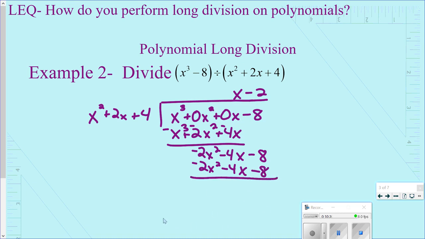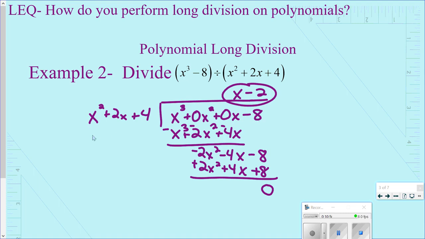I'm subtracting these, so I'm going to change the signs, and I'm going to add. And when I do that, I'm getting a remainder of 0, which means then that our quotient is x minus 2. Okay, and again, I'm mostly just today concerned with can you do that long division process. But once again, because we got that 0 remainder, we know that 2 is a root. We know that x squared plus 2x plus 4 is a factor. And we know that x minus 2 is a factor of x cubed minus 8.